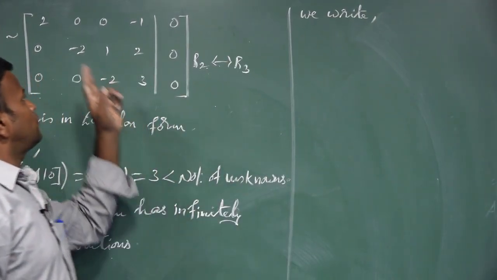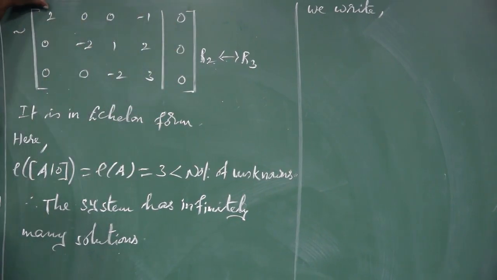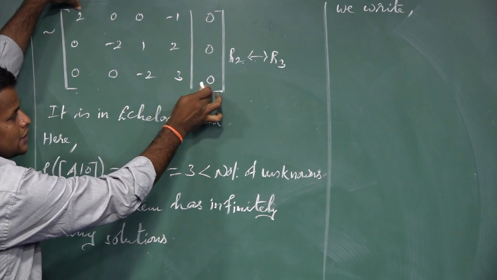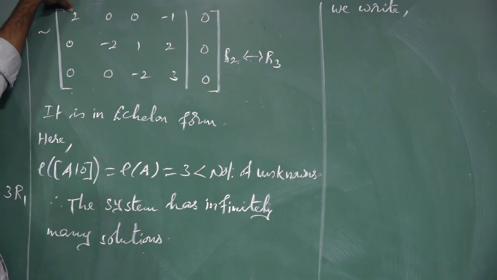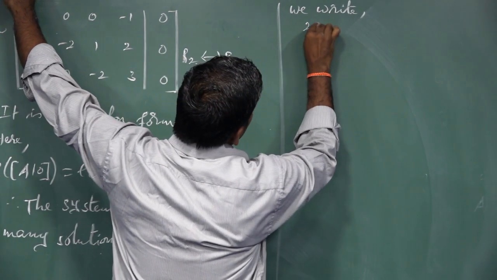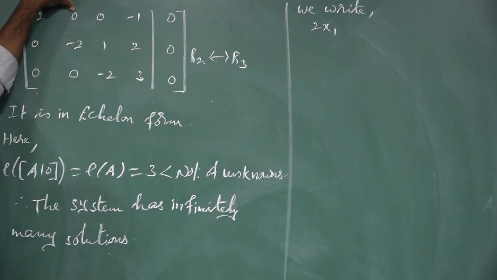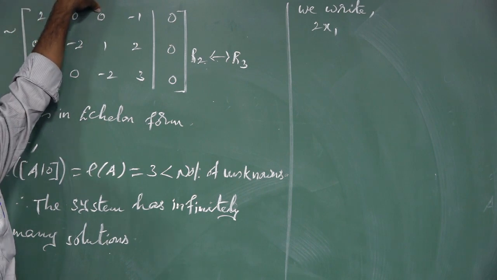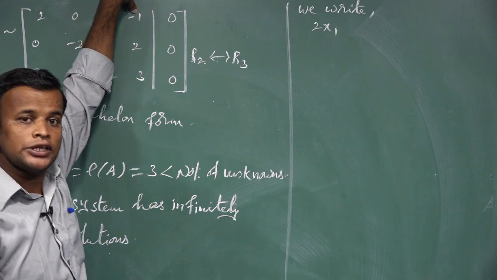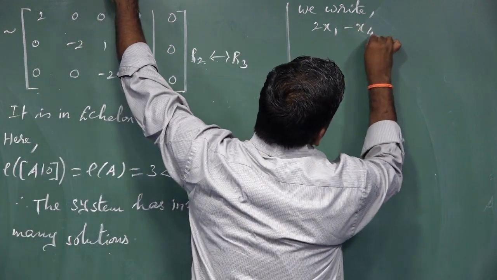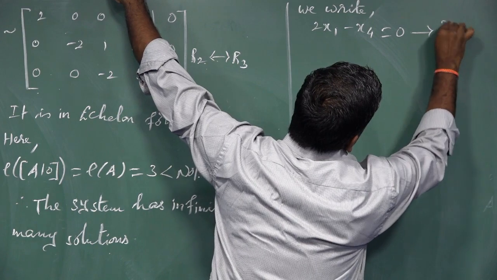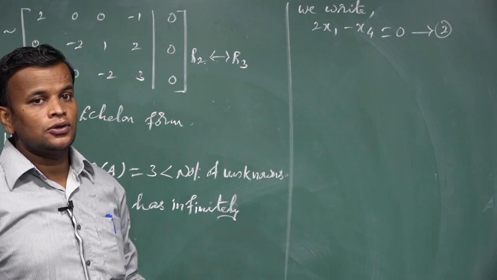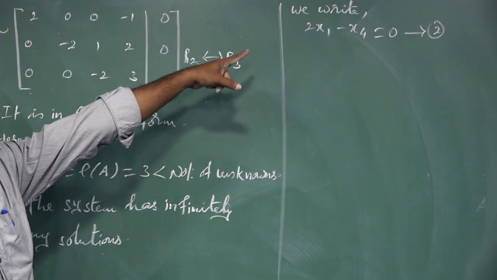the first one. You see the first row. It is the coefficient of the x1 column, x2 column, x3 column, x4 column, and the RHS. So 2 into x1, so 2x1. 0 into x2 is 0. Plus 0 into x3 is 0. Minus 1 into x4 is minus x4. Minus x4 is equal to 0. We already put the starting equation as equation 1, so I put this as equation 2. So the first row becomes one equation.